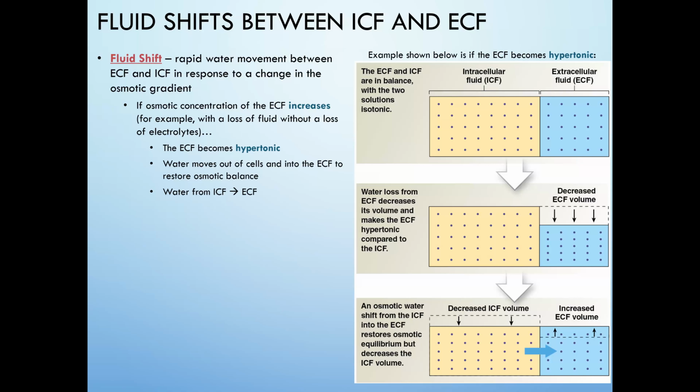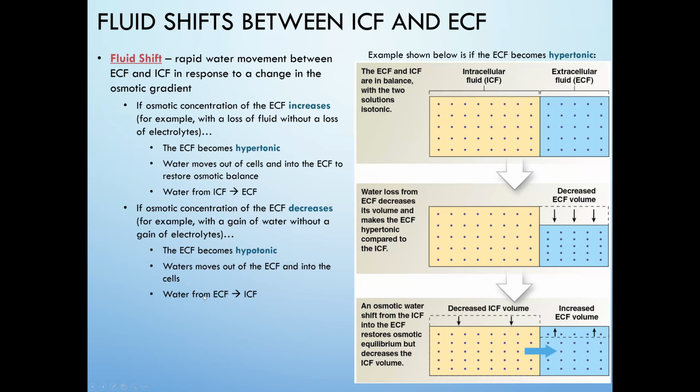The opposite example is if the osmotic concentration of the ECF decreases. So, for example, you have a gain of water, like you drink a lot of water, and you don't have a corresponding gain of electrolytes. Then the ECF would become hypotonic, so more water to solute. Water will then move out of the ECF and into the cells. So it would be the opposite of what we're seeing over here. Water would go from the right to the left and would go into the cells to help balance that difference. So water movement would be from the ECF to the ICF, and this could cause the cells to swell.